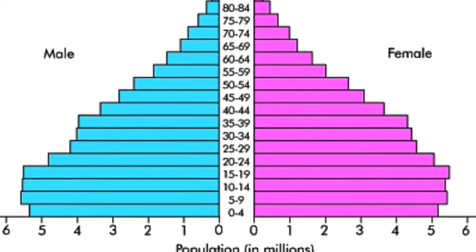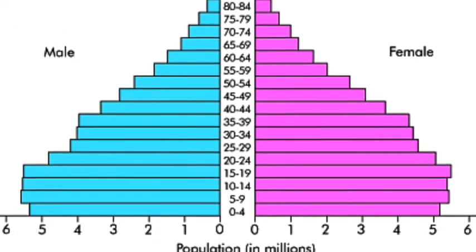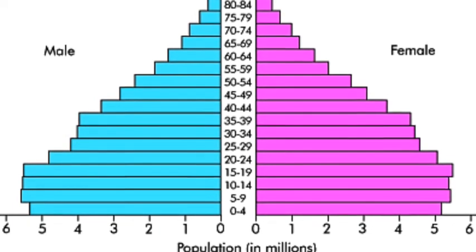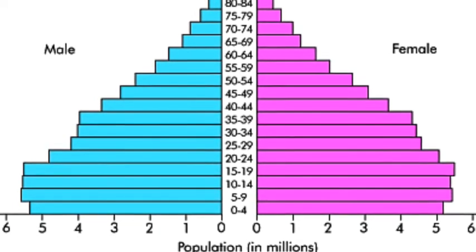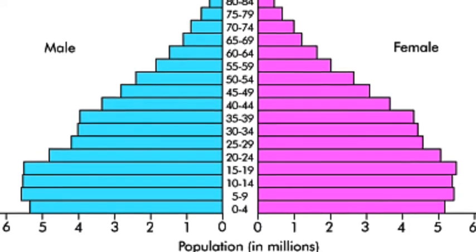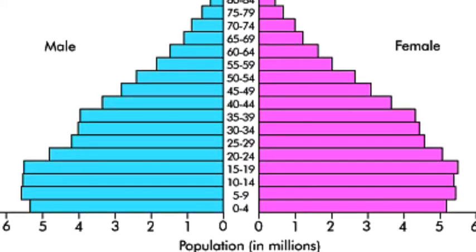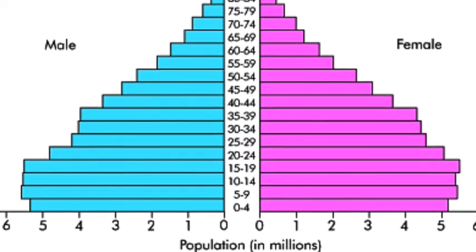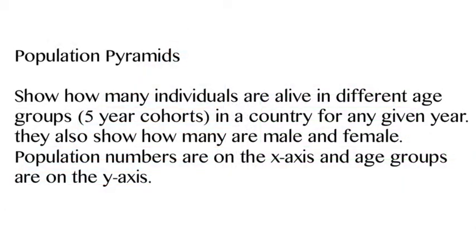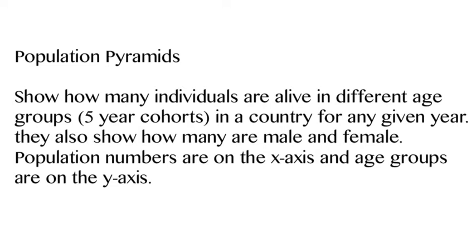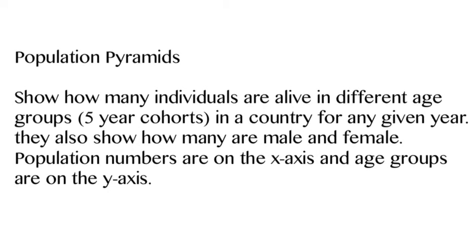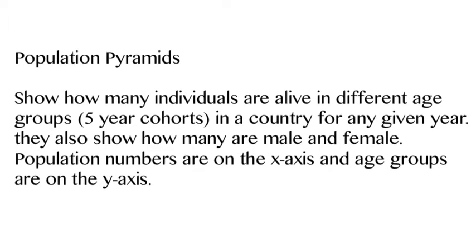So this, my friends, is a population pyramid. The reason we call it an age-sex pyramid is because it differentiates by age and by gender. So you have males on the left, you have females on the right. The bottom tells you how many millions there are, and then each bar in here tells you how many people are in that 5-year span. So the 0 to 4 age group, the 5 to 9 age group, the 10 to 14 age group, and so on and so forth.